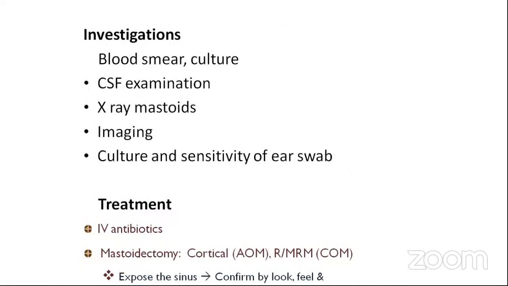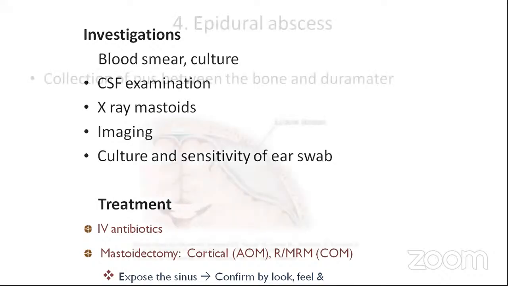So blood examination, X-ray mastoid, imaging, and culture and sensitivity must be done. Treatment is antibiotics and mastoidectomy. When you do a mastoidectomy, you have to expose the sinus and confirm by feeling the thrombus.